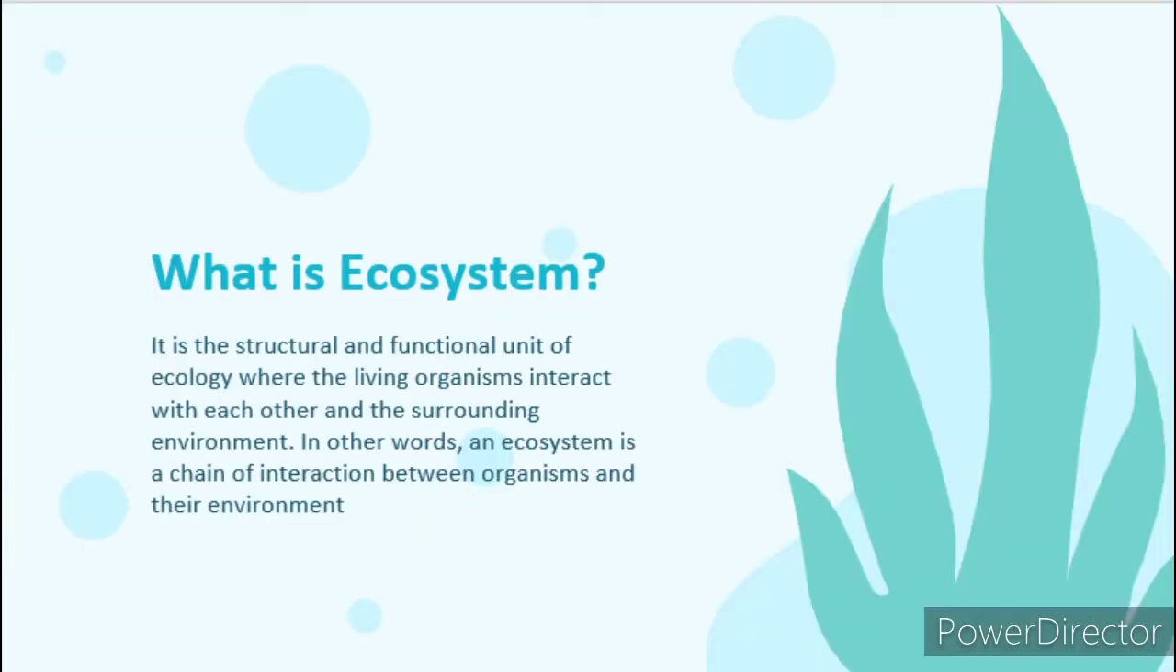Now, what is ecosystem? It is the structural and functional unit of ecology where the living things or living organisms interact with each other and the surrounding environment. In other words, an ecosystem is a chain of interaction between organisms and their environment. The simplest definition of an ecosystem is that it is a community or group of living organisms that live and interact with each other in a specific environment. So the keyword here is a community or group of living organisms.